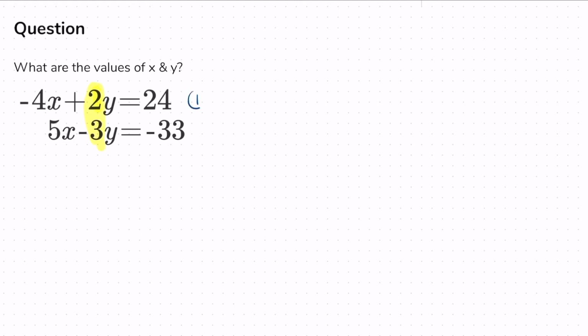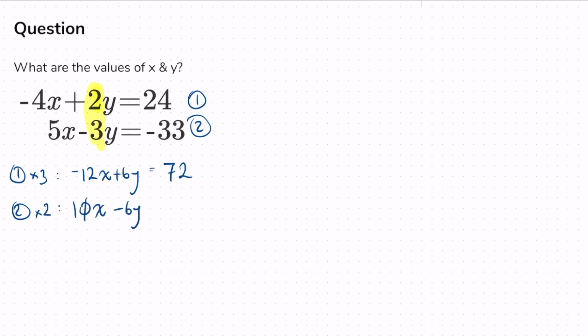All right, so let's call this equation 1, this equation 2, and I'm going to scale them up so that it is 6y and negative 6y. So how do I do that? Well, I have to times 1 by 3, which gives me negative 12x plus 6y equals 24 times 3, 72. And then number 2, well, I times that by 2. So 10x minus 6y equals 66.